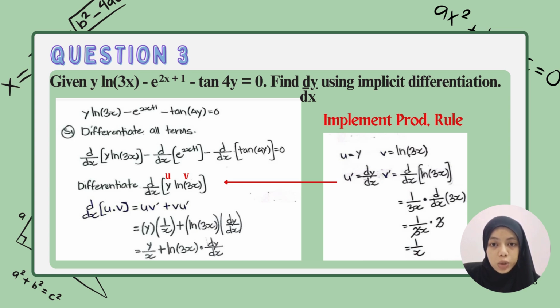So we need to find u, v, u prime and v prime. So u is y, v is ln(3x), u prime is dy per dx and v prime is 1 per x. As we get these four pieces of information, we apply them into the product rule formula, which is u v prime plus v u prime. So we get y times 1 per x plus ln(3x) times dy per dx. So the answer we get is y per x plus ln(3x) times dy per dx.